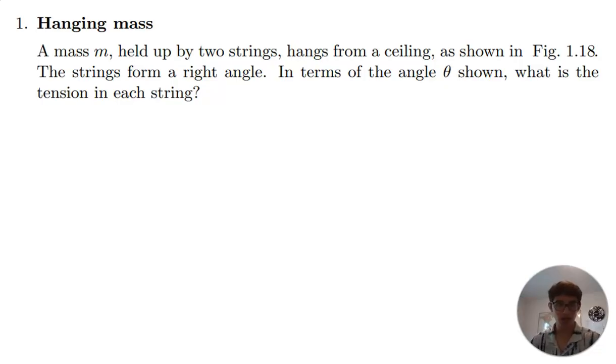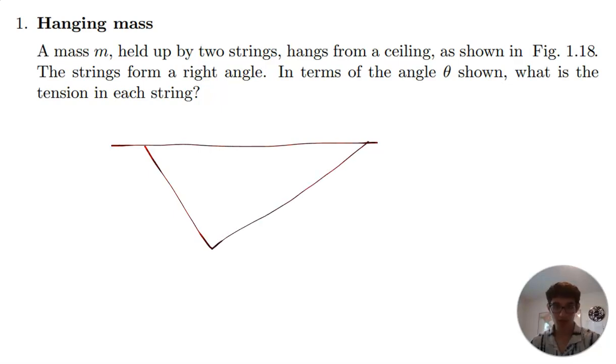We're given a mass M, and it's held up by two strings, which are hanging on the ceiling. So let's say this is the ceiling. And then the strings are like this. And then they form a right angle. So that right angle would look like this. Okay. In terms of the angle theta, now actually I kind of forgot, but I think this was the theta. I'm pretty sure that's how it was. So this would be 90 degrees minus theta. And then right over here we've got the block of mass M.